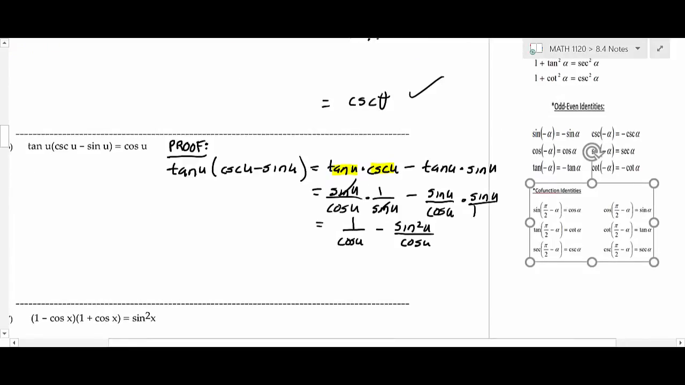Now, when you get to this point in the proof, sometimes it's not a bad idea to see what you're trying to prove. What we're hoping is this thing right here is going to turn into a cosine, right? Well, I already have a common denominator, so I think it would make sense to go ahead and put everything together now. So if we do that, we're going to have 1 minus sine squared u over cosine u like that. What do you suggest?